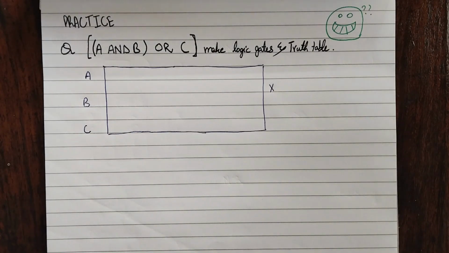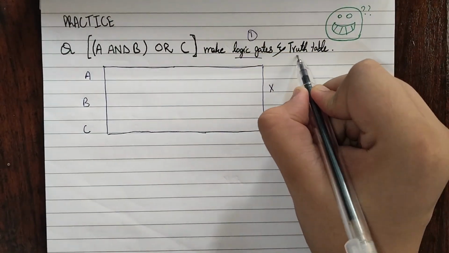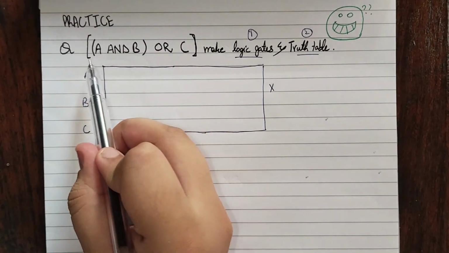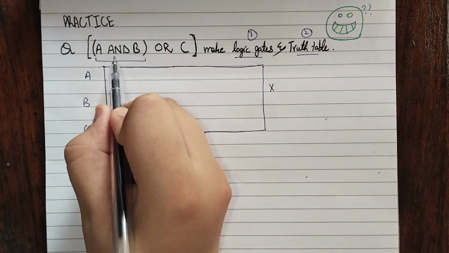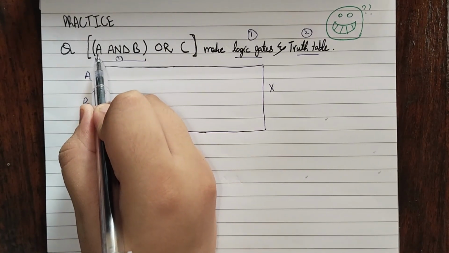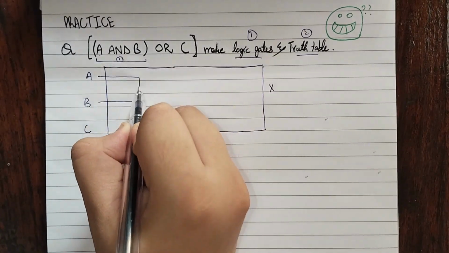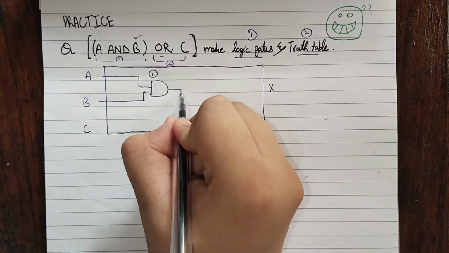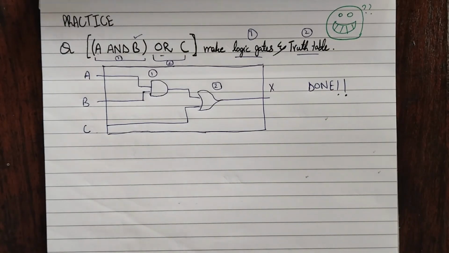Okay, so you get this kind of question. A AND B in a bracket OR C, and make the logic gate of it and the truth table. So how I usually do it is that we do the bracket first and then we move on. So the first step I would do is basically A AND B. I would draw that and then I would draw the answer of A AND B joined with the OR C. And then I would extend the line to the X. That's it. That is all you have to do.